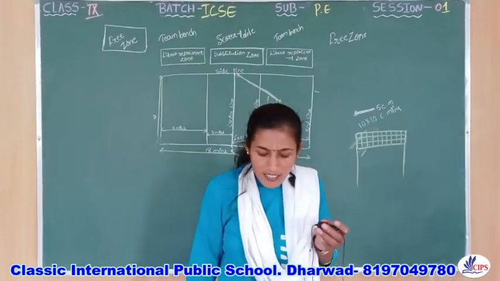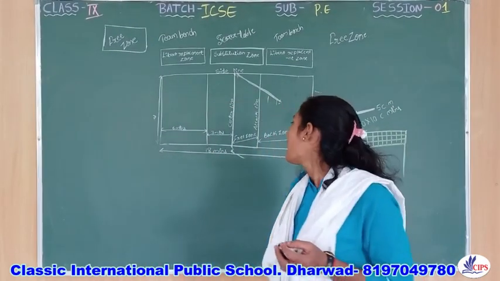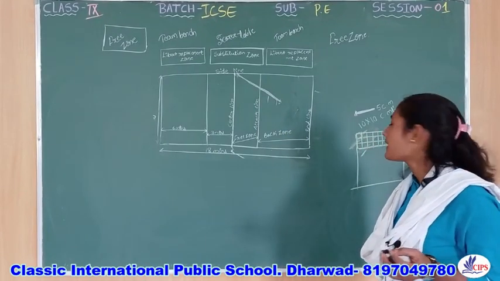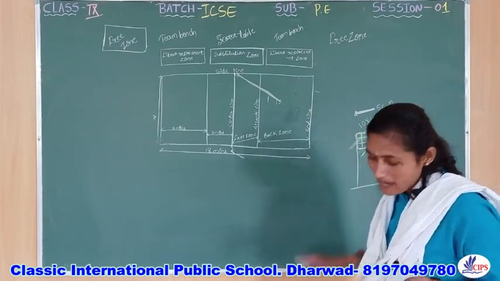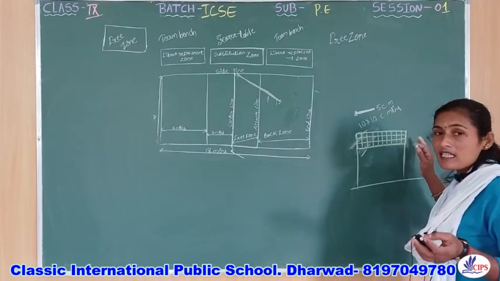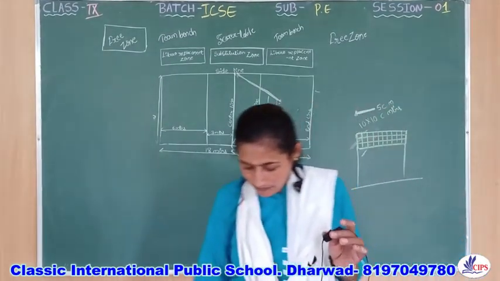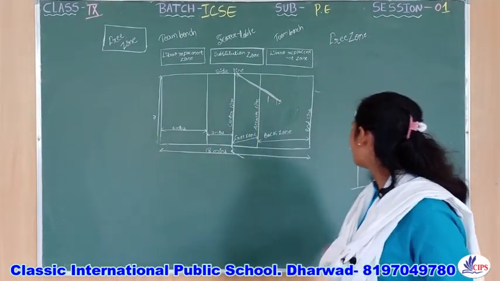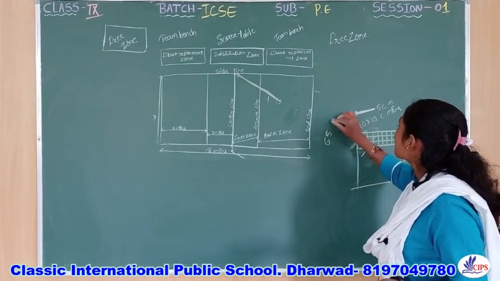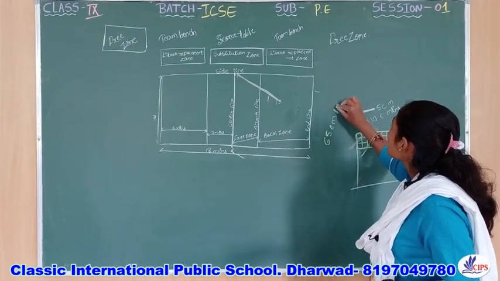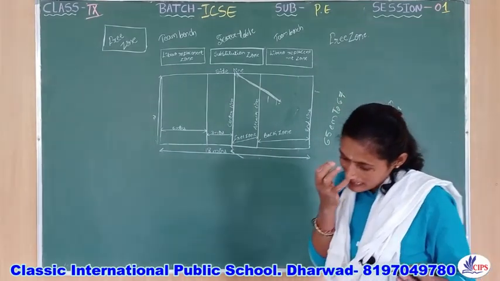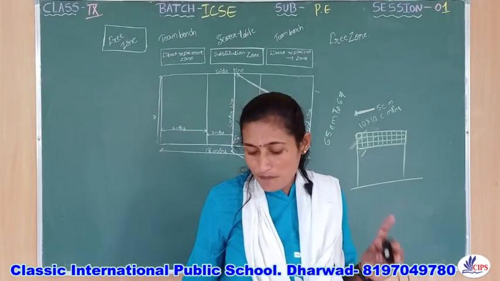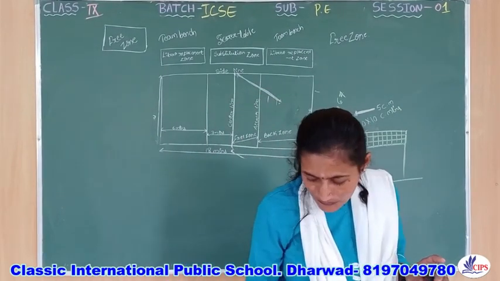Next, height of the net from the ground. I have told you, 2.43 meters height will be for men and 2.24 meters will be for women or girls. Next, circumference of the ball is 65 centimeters to 67 centimeters. Weight of the ball is 260 grams to 280 grams.